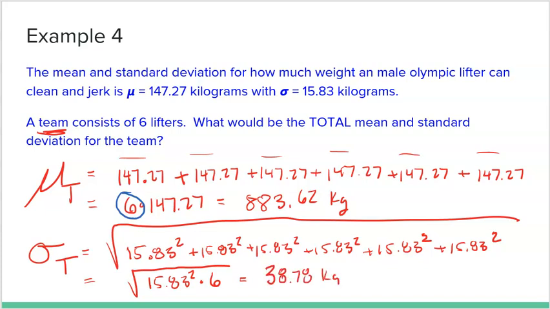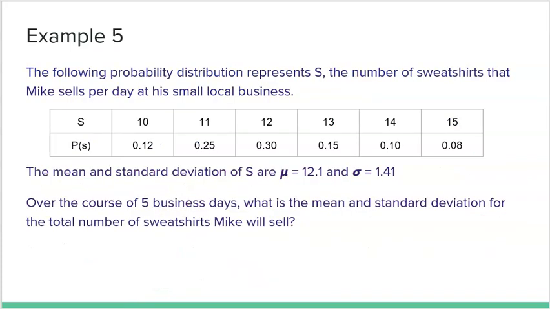38.78 kilograms. All right, guys, so please make sure you truly understand how to do the standard deviation. All right, let's talk about Mike again, selling his sweatshirts. Once again, Mike has an average of 12.1 sweatshirts per day, 1.41 standard deviation.